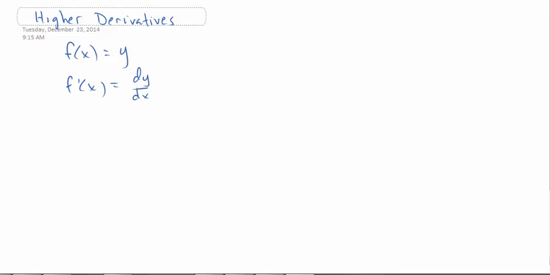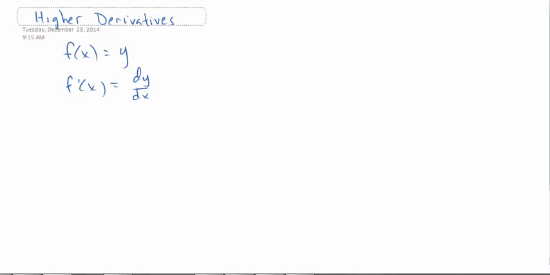Good afternoon. So we've looked at taking the derivative using first principles, and we've looked at our power rule, our chain rule, our product rule, and quotient rules. And now there's this thing that we can go a little bit further with, where we take further derivatives. So second and third and fourth and beyond derivatives of functions.